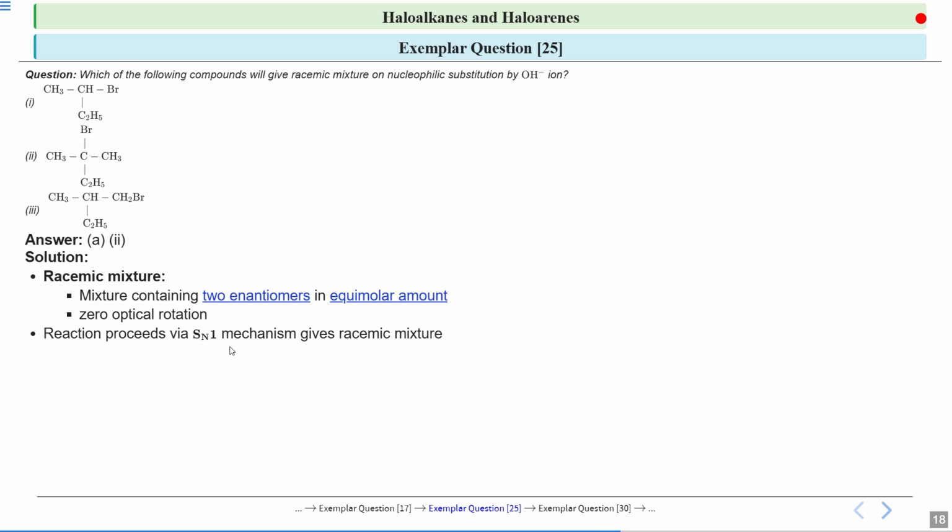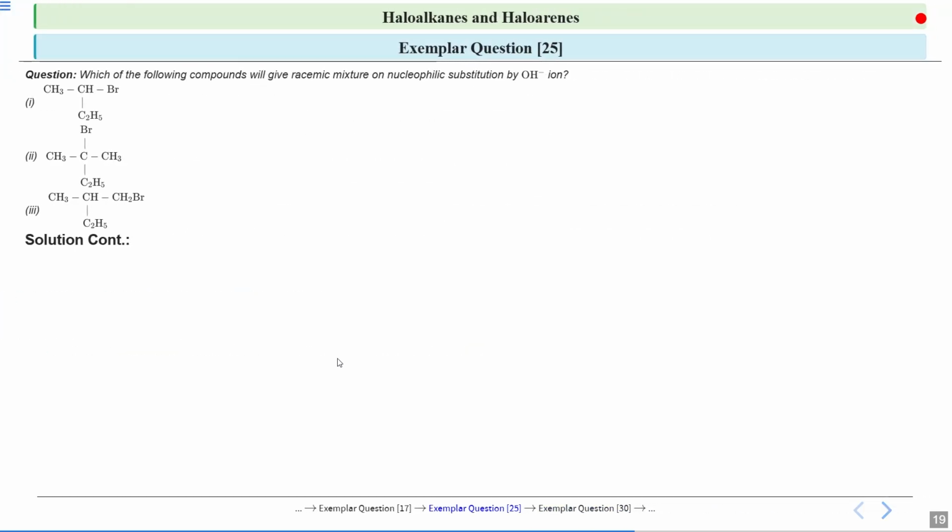This reaction will proceed via SN1 mechanism and will give racemic mixture. So this is the concept given, that in the SN1 mechanism we obtain racemic mixture. The substitution nucleophilic unimolecular mechanism gives us a racemic mixture of the products. Now we will see in which case the SN1 reaction happens, and what the order of reactivity is with which compound.